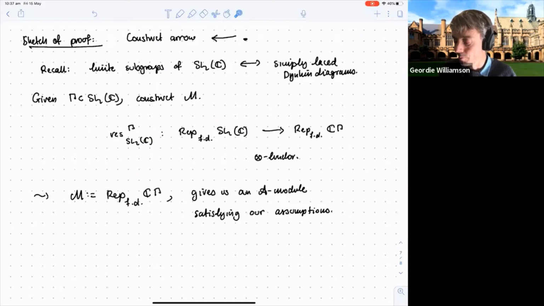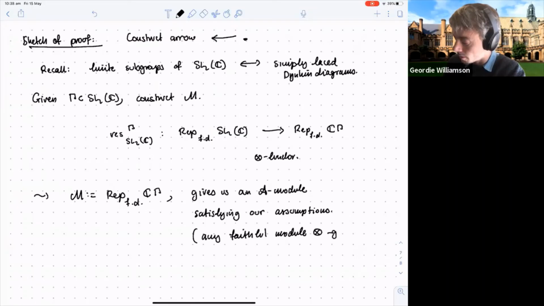Okay. Why does it satisfy our assumptions? So this is a finite group, so its category of representations is semi-simple. So this is a semi-simple abelian category with finitely many simples. And the natural representation is faithful. And so that means that this category is generated. If I take, for example, the trivial representation and act on it by the tensor powers of the natural representation, I will get all simple modules of some ends. So remember that any faithful module tensor generates. Okay. So that's our arrow in that direction.